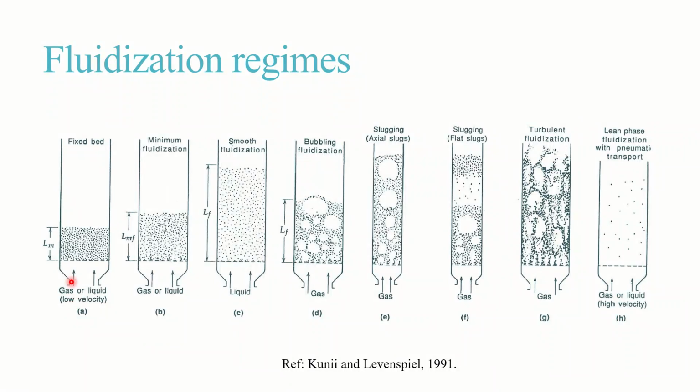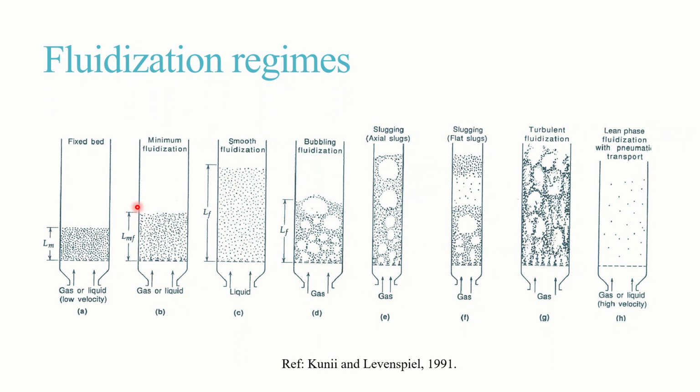For example, when the gas velocity or fluid velocity is very low, the bed remains a fixed bed. There is no provision for the particles to move. So this is known as fixed bed. From A to H we are increasing the fluid velocity. With further increase in the fluid velocity, we can observe that the particles are loosely packed, suspended in the fluid medium but not starting to move. This point, where the particles are suspended in the fluid medium, is known as minimum fluidization, given by LMF.